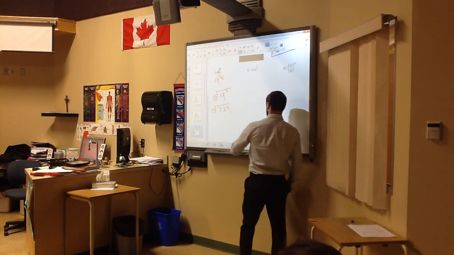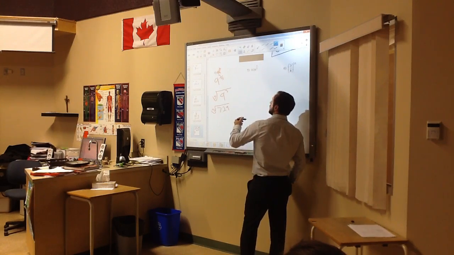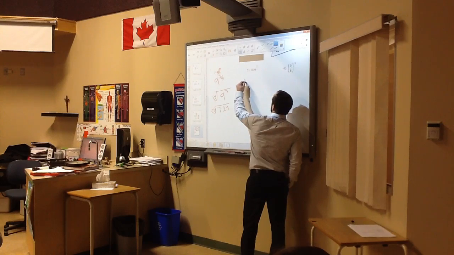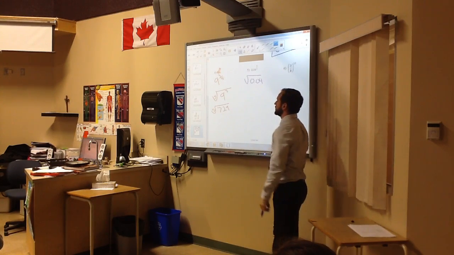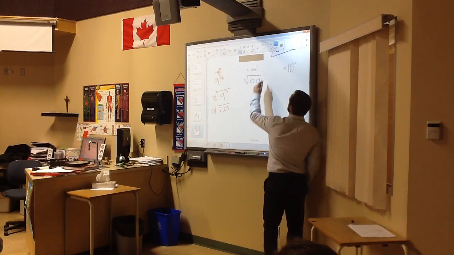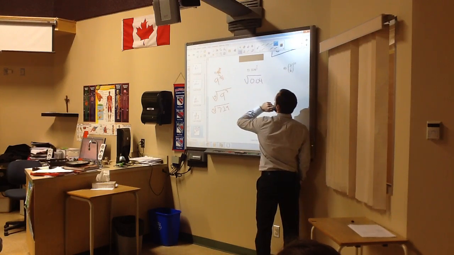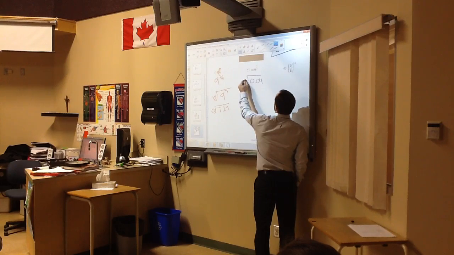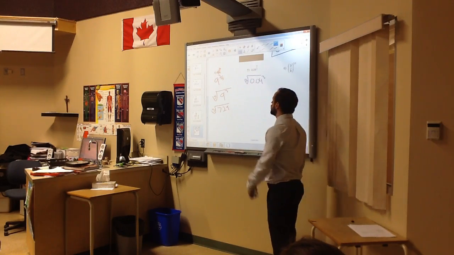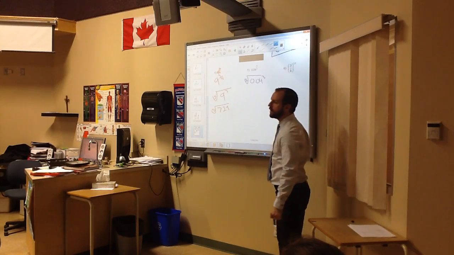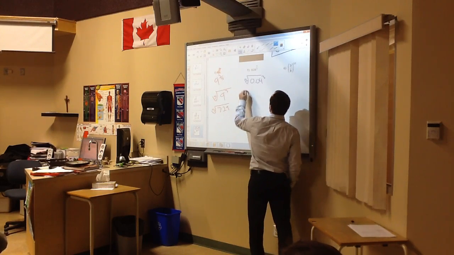Next one. 0.04 to the power of 3 over 2 looks like what? What do I do first? You put 0.04 in the bracket. What next? 2 on the outside. 2 where? On the outside of the index. Here and 3 here.